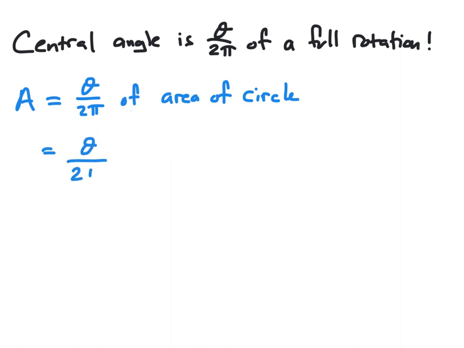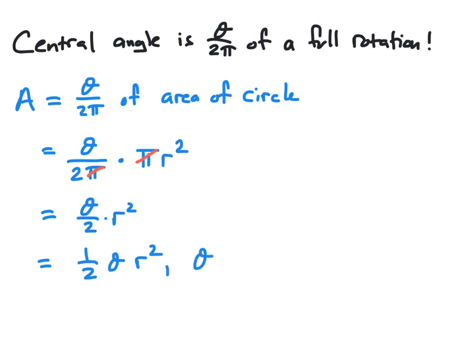And so taking a fraction of some quantity is multiplication. And so we have theta over 2 pi of the area for a circle of radius r, which is known to be pi r squared. Here we have pi's canceling out, and nothing else will simplify here. And so we have theta over 2 times r squared, which is sometimes written as 1/2 theta r squared. And again, theta will be in radians. And this is our formula for the area of a sector with a central angle of theta radians and a radius of r.